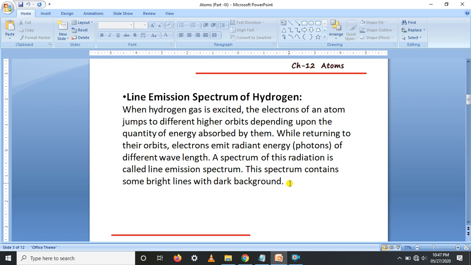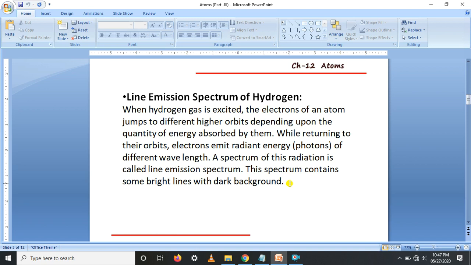In the last video we discussed Bohr's atomic model. According to Bohr, the energy of the emitted photon E is equal to E2 minus E1, where E2 is the higher energy level and E1 is the lower energy level. So the photon, the packet of energy or the emitted radiation, h nu is equal to E2 minus E1. That we studied in Bohr's postulates.